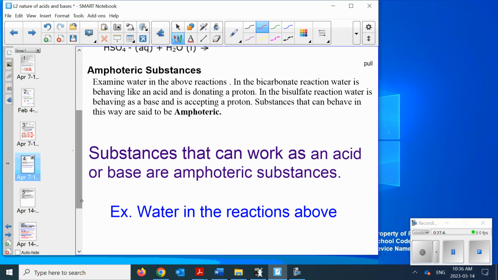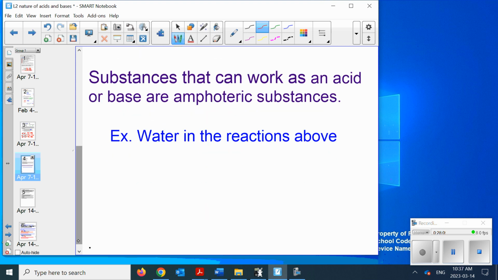Water, you saw, acts as an acid or a base. The bicarbonate reaction behaves like an acid. I told you so. It donates a proton. The bisulfate reaction behaves as a base and accepts a proton. We say that those are amphoteric substances. Substances that work as an acid or a base. Amphoteric. Okay. It's not just water, though. We will see a little more there.